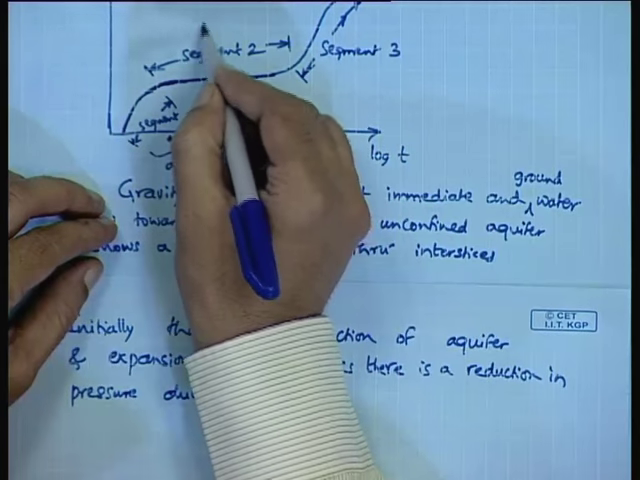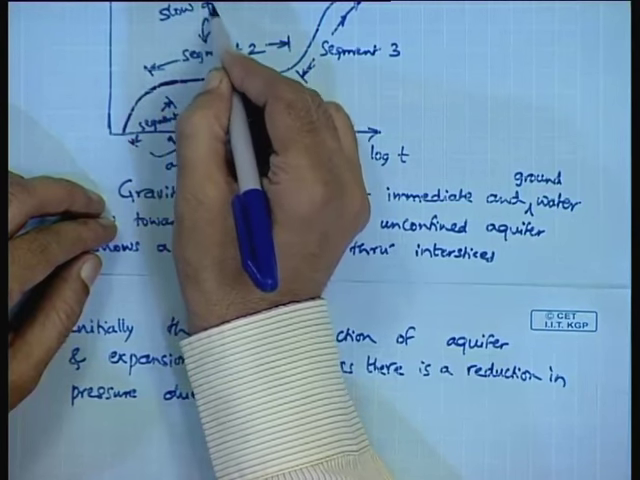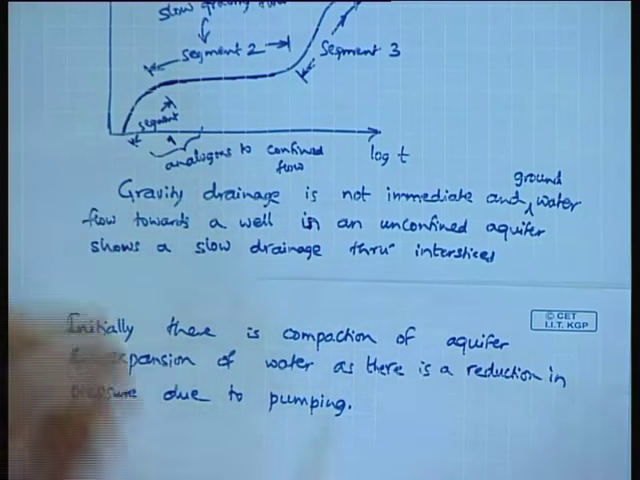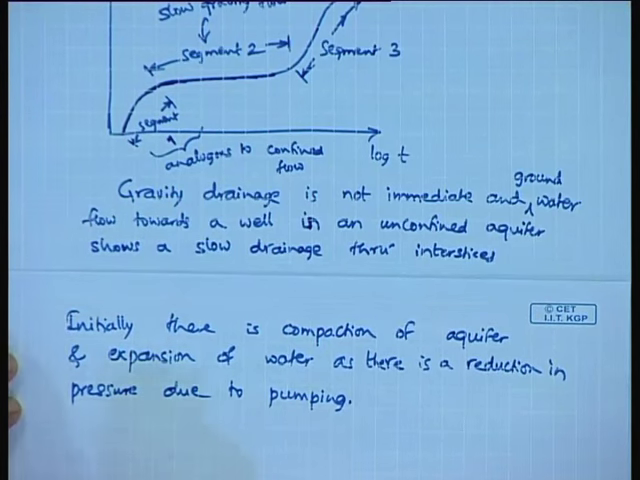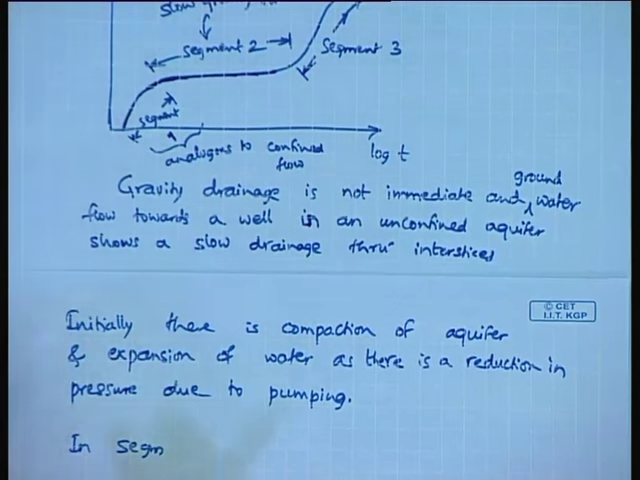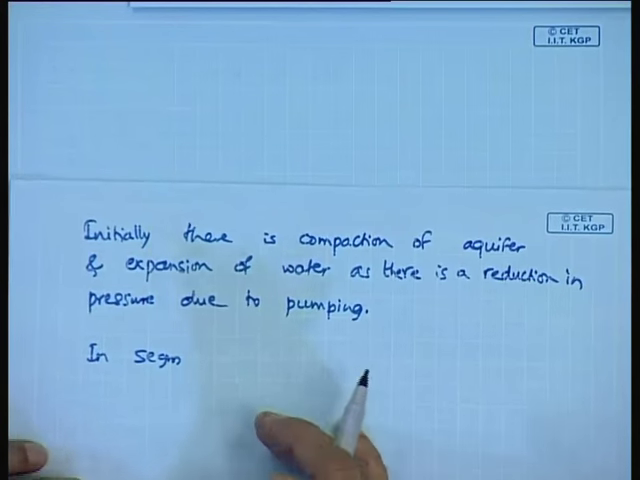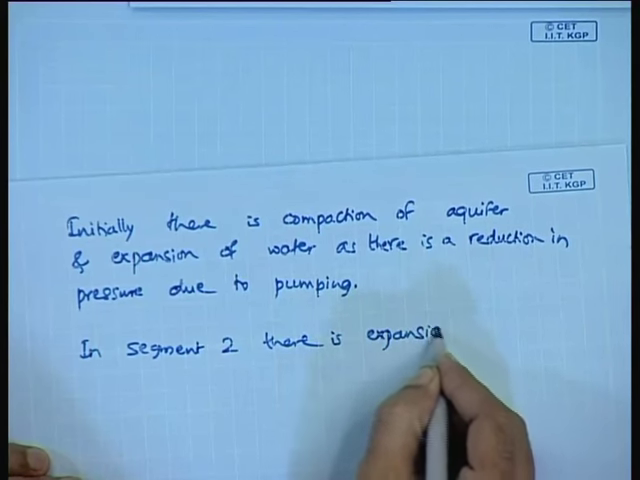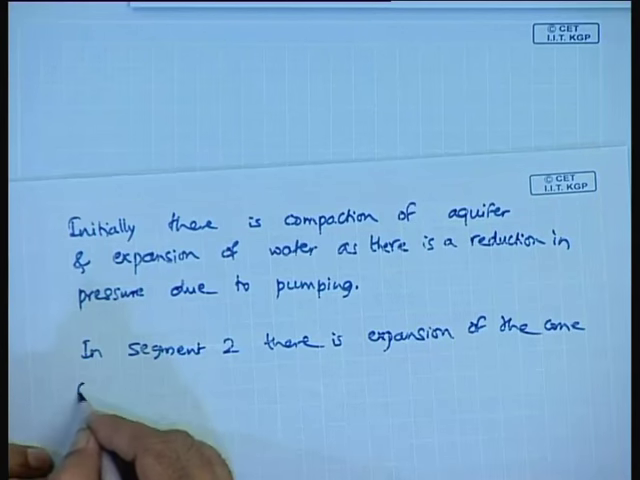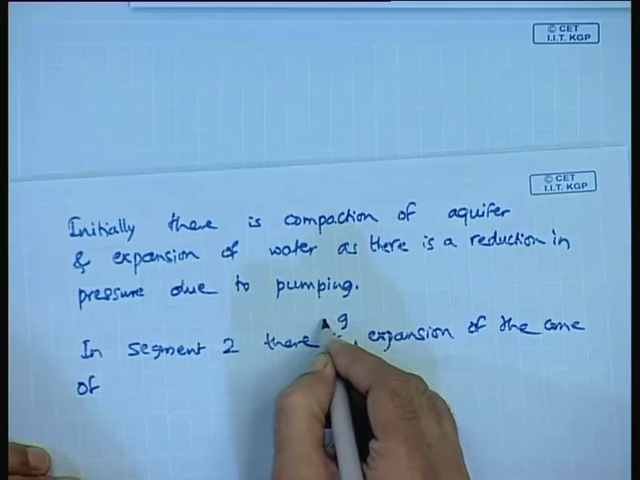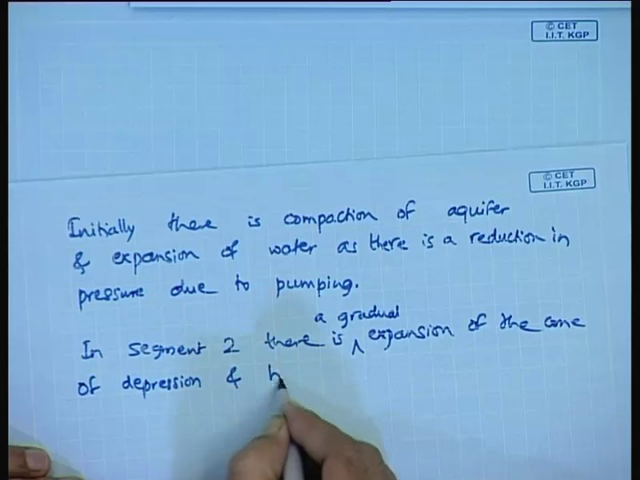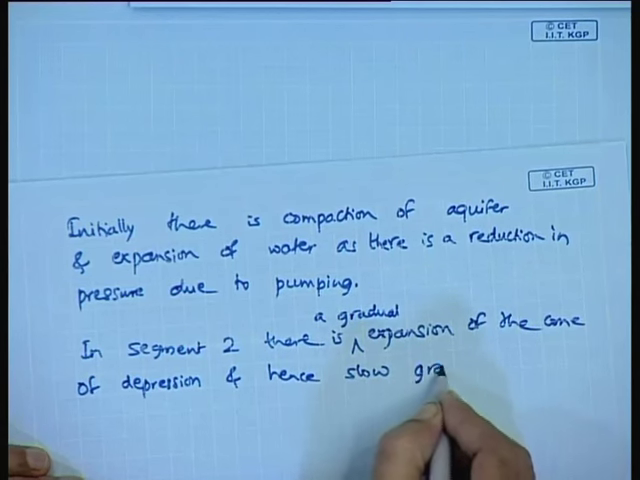Next, in segment 2, this is slow gravity flow. In segment 2, there is a gradual expansion of the cone of depression, and hence slow gravity drainage.